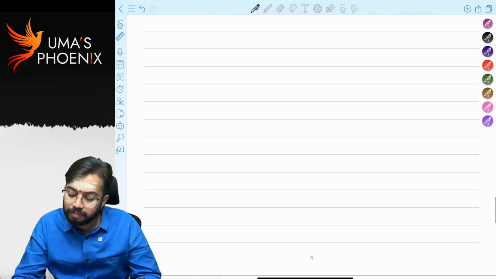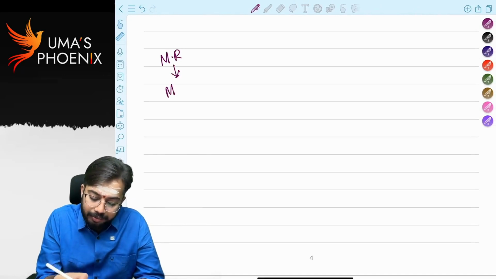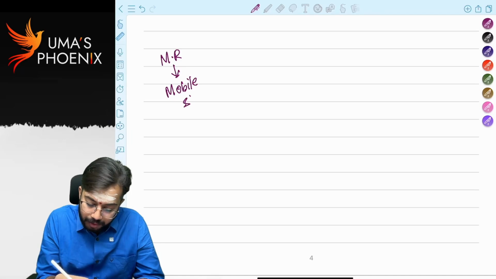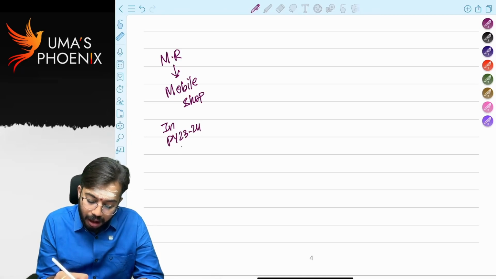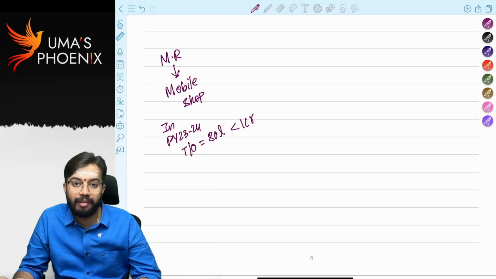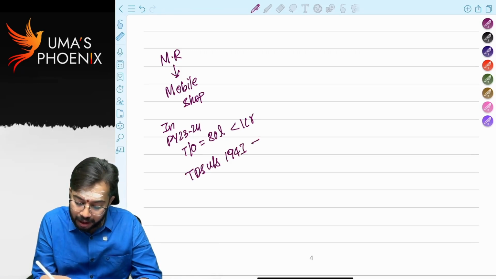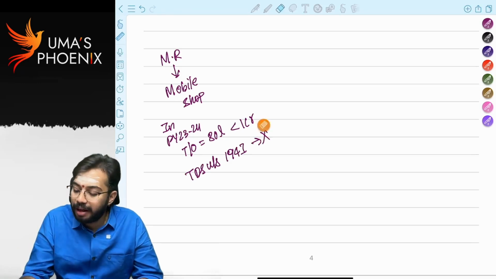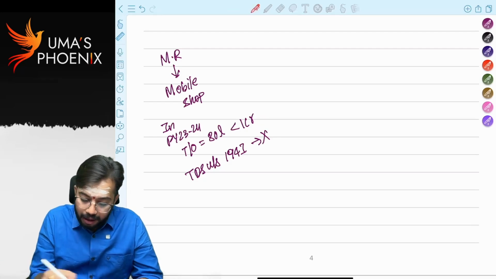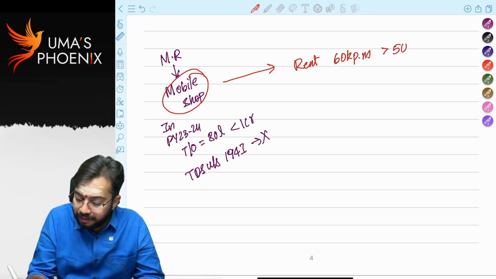For example, Mr. R is there. He has a mobile shop. In previous year 23-24, his turnover is 80 lakhs. That means in preceding financial year his turnover is less than 1 crore. Is he required to deduct TDS under section 194I? He is not required to deduct TDS under section 194I. But for this mobile shop, he is paying rent 60,000 per month. That means rent per month is greater than 50,000.